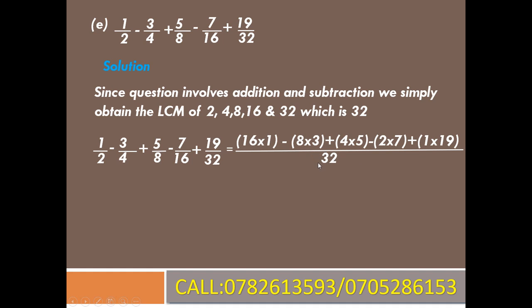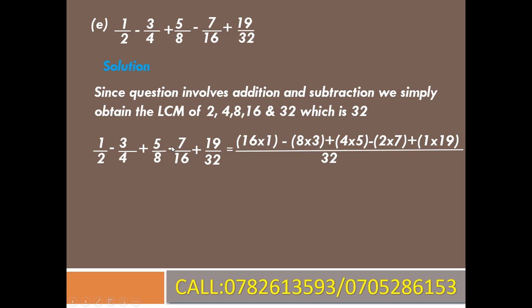So I will now get 32 divided by 2, which is 16 times 1. So I write it here. Keep the sign minus. 32 divided by 4, 8 times 3, which is actually here. Keep the sign plus. 32 divided by 8, which is 4 times 5, which is reflected here. Keep the sign minus.